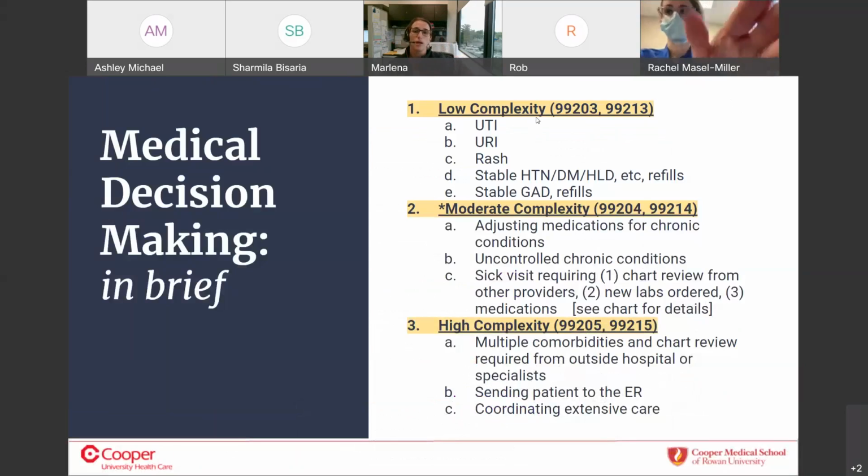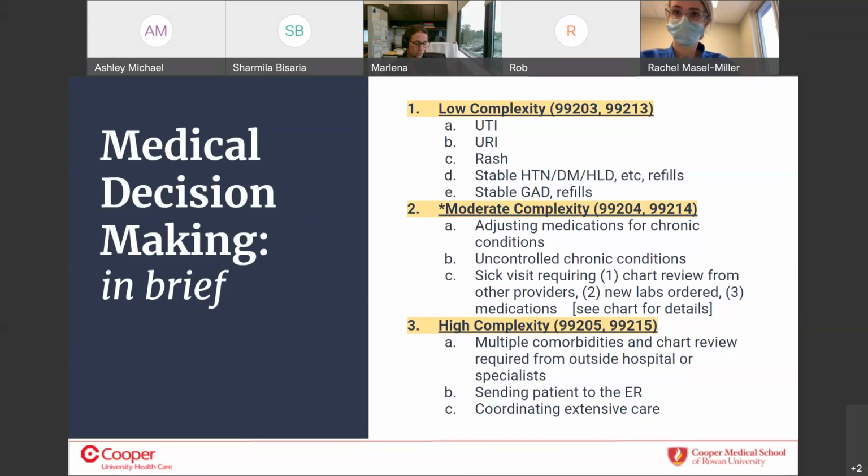So low complexity is a 99203 or 99213 based on if it's a new or established patient, which we'll go over, but that's your basic UTIs, URIs. They came in with a rash, they have high blood pressure, they're on one medication, and their blood pressure was excellent. Moderate complexity is the most common. So this is a 99204 or a 99214. This is your most common one we're going to be using.